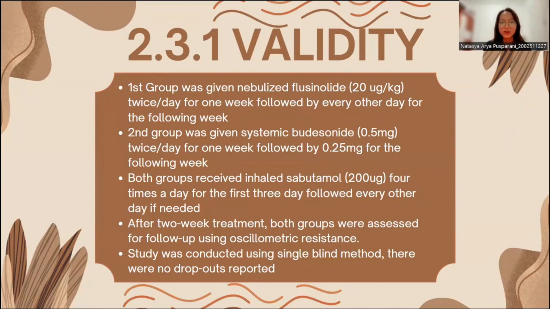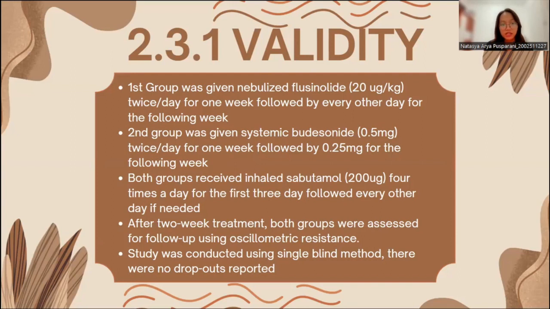Hello everyone, my name is Natasha Repusparani with the 3-digit number 227, and here I'll be continuing the presentation for the validity of our study. For the intervention of this study, the first group was given nebulized flunisolide at a dosage of 20 micrograms per kilogram twice per day for 1 week, followed by every other day for the following week. Meanwhile, the second group was given systemic budesonide at a dosage of 0.5 milligrams twice daily for 1 week, followed by 0.25 milligrams for the following week.